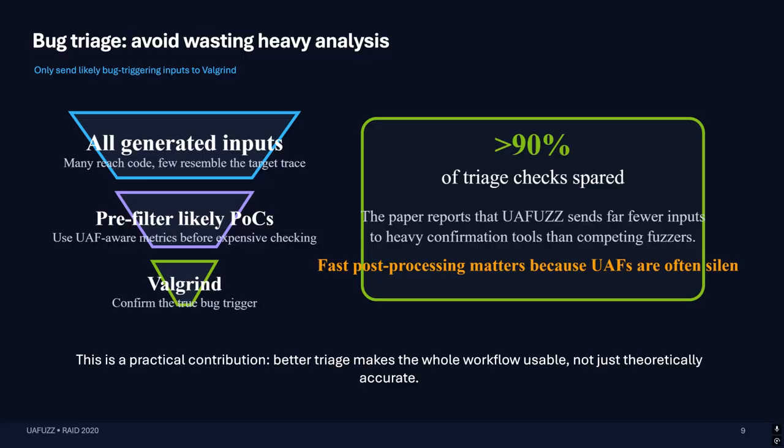If you naively send every suspicious input to a heavyweight checker like that, you're going to waste a lot of time. So UAFuzz handles this by using its own guidance information to filter candidates before deeper analysis. This basically says, out of all the generated inputs, which ones actually look like they have a serious chance of recreating the target trace. Those are the ones worth checking. This improves efficiency a lot because it reduces the cost of post-processing and avoids turning confirmations into the new bottleneck.